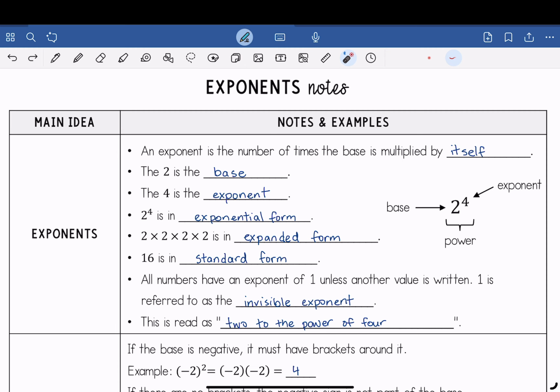All numbers have an exponent of 1 unless another value is written. 1 is referred to as the invisible exponent. For example, if I have 5, there's an imaginary 1 there. So for any number, if you don't see an exponent, there's no point of writing the 1, we just assume there's a 1 there. This is read as 2 to the power of 4.